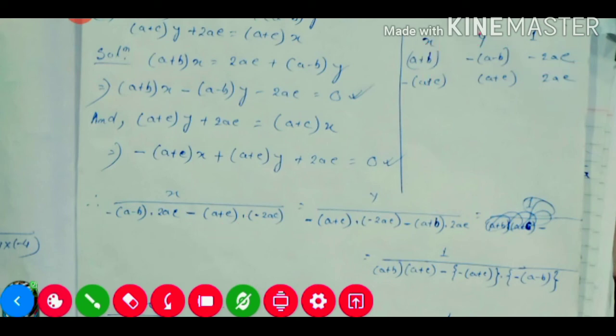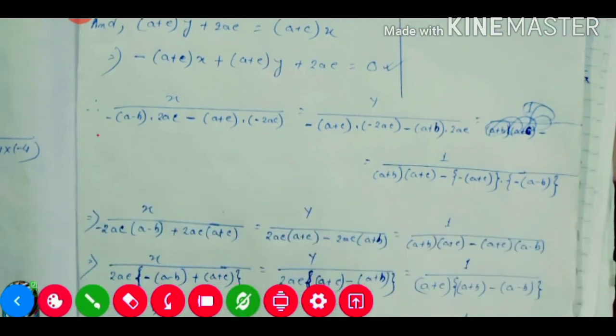Now y work. Y term y1 will be omitted. So down one into our top one, minus a plus c into our minus 2ac. Then formula minus, then top one into our down one. One time this one will be omitted. Then top one into down one and down one into our top one. Now see, it is very interesting here.